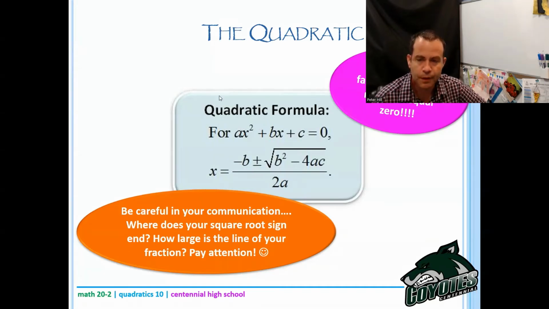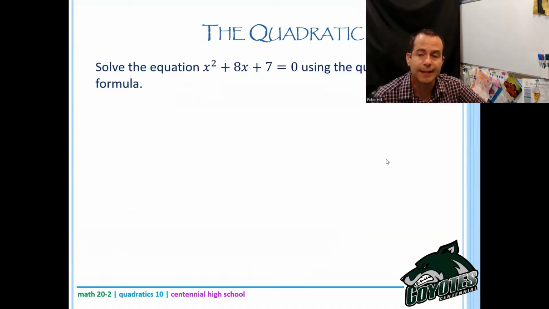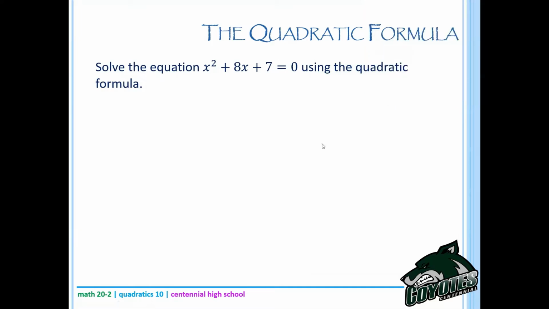Okay, so let's try it. We're going to go back to the last two examples, one that I could factor and one that I couldn't factor, and we're going to do them both with the quadratic formula just to see how it works. The second last one that we did was x squared plus 8x plus 7 equals 0. I'm going to hide myself for a quick sec so you can see the question.